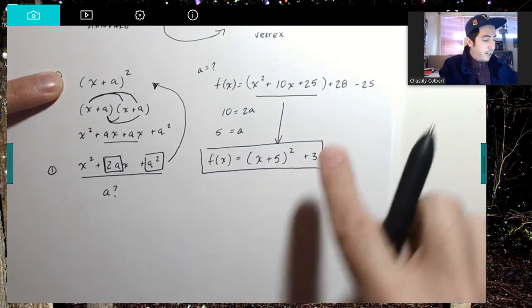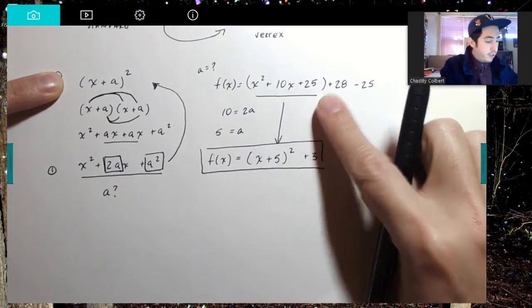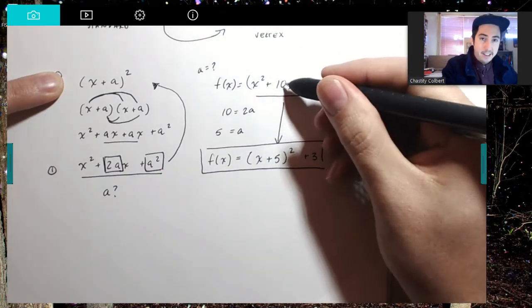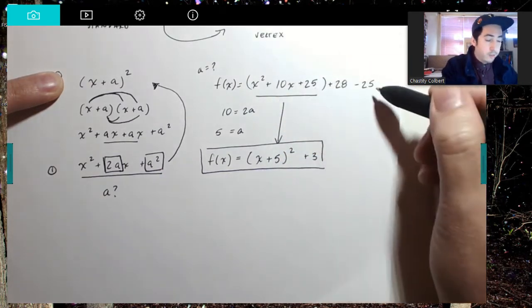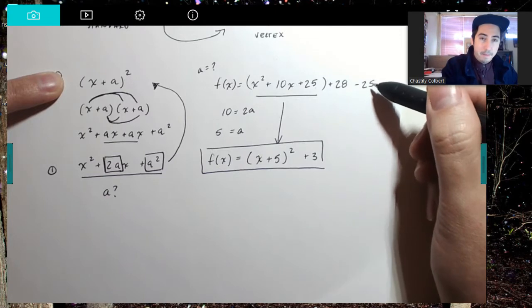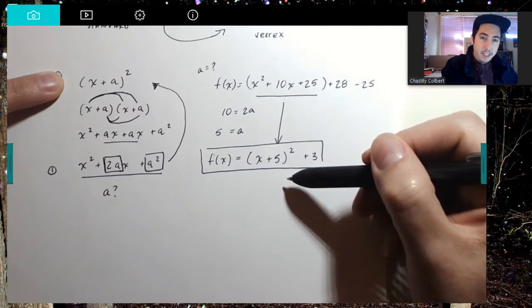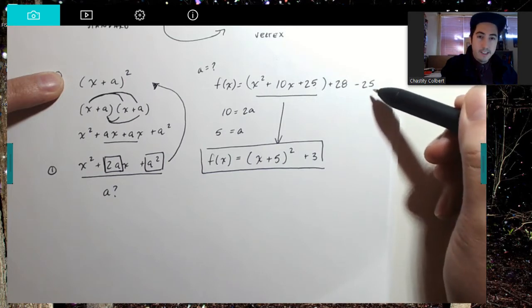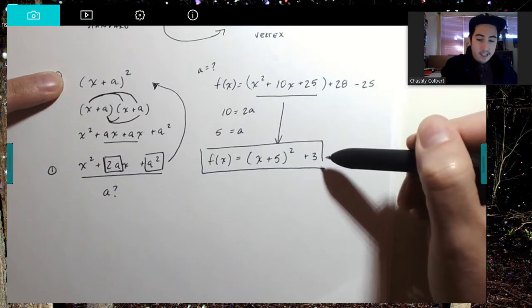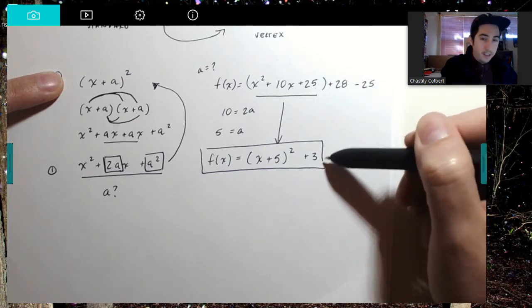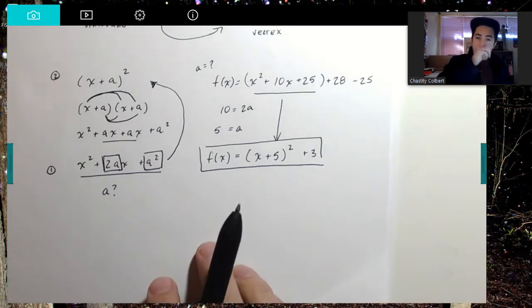So it was in standard form. You completed the square. You took half of 10. You squared it. You added 25. You also subtracted 25 here. And you simplified this to be x plus 5 squared. And then you simplified that. 28 minus 25 is plus 3. And there it is in vertex form.